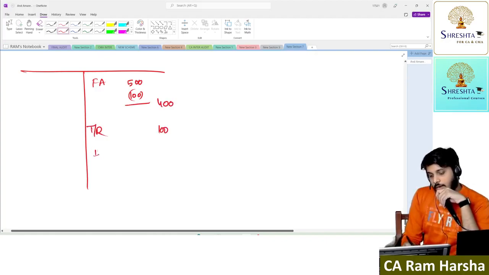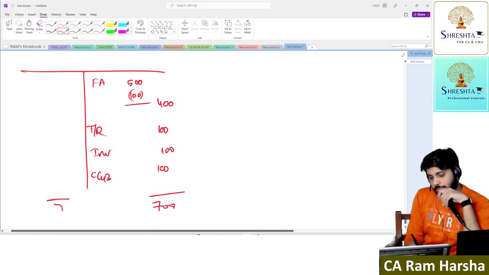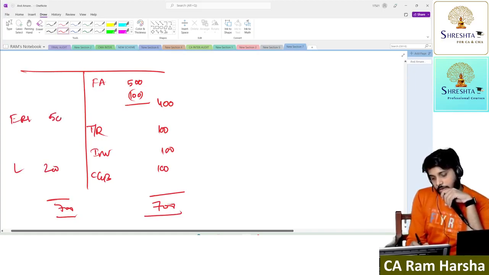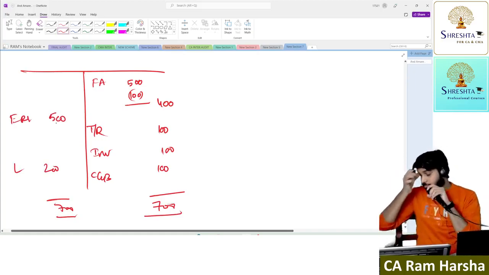Next. Same example: fixed assets approximately some 100 crore, accumulated depreciation some 400 crore, trade receivable some 100 crore, inventory some 100 crore, cash and bank balances some 100 crore. So total 700. And liabilities some 200, equity, reserves and surplus some 500. This is the balance sheet.